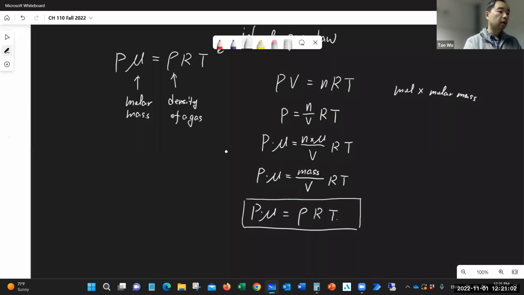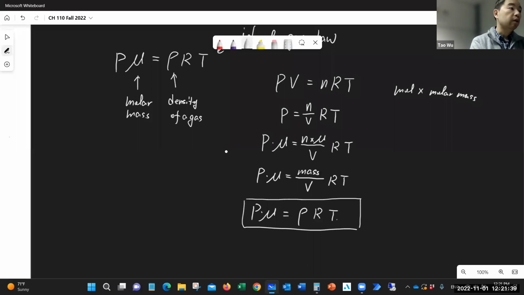To be honest, at the very beginning, I had no idea why we need such equations. Why are we not just using PV equals nRT? This one looks good. Why are we using this? Well, it was not until I taught the classes that I realized this is a good variation. Why? That's because the moles of gas really mean nothing to us.